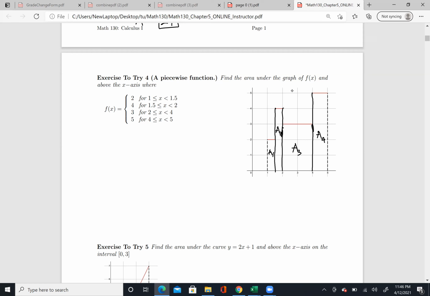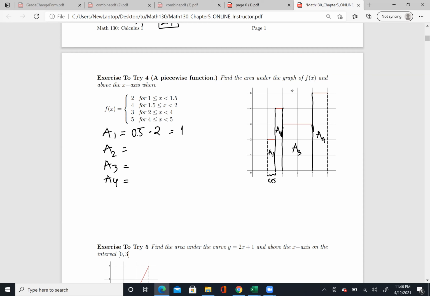So these, again, are our rectangles, right? I just want to add A1, A2, A3, and A4 together. A1 is going to be from 1 to 1.5, which is 0.5, right? So here 0.5 times 2 is going to be 1.